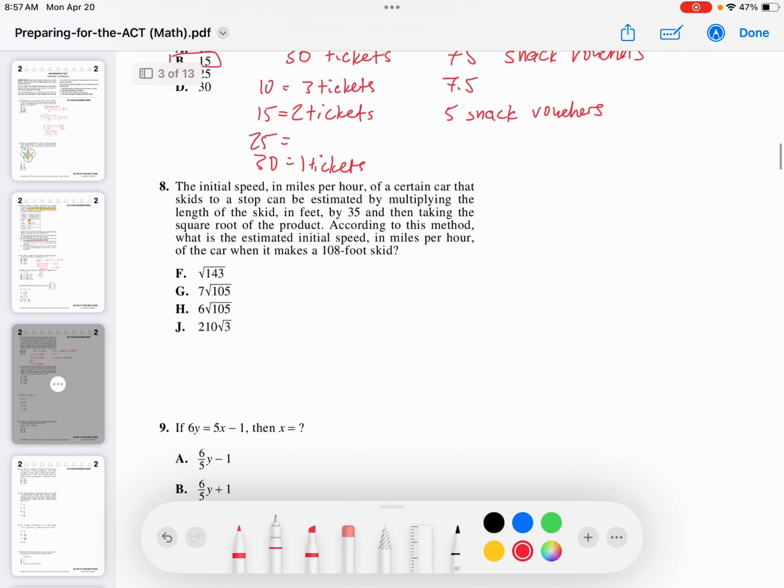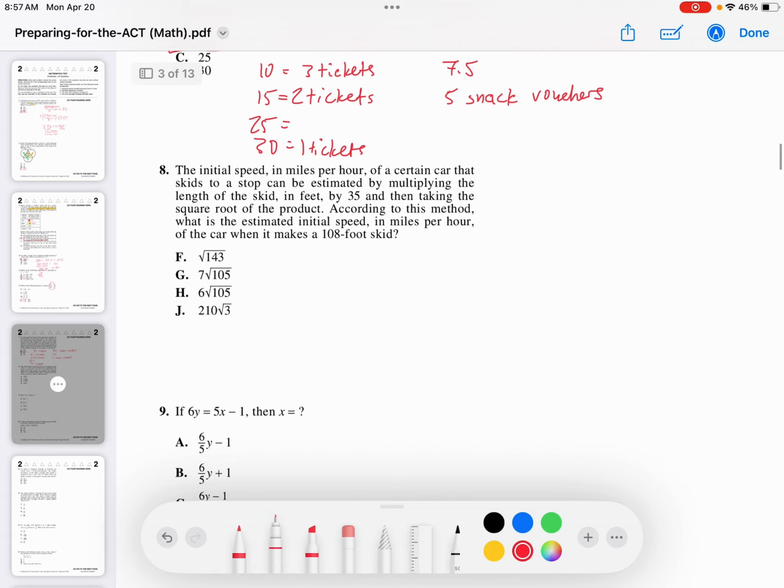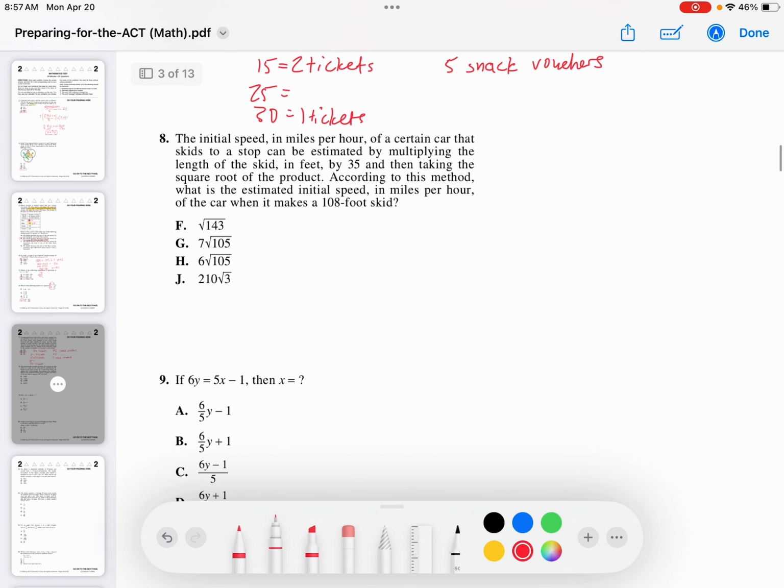Okay. Let's see. The initial speed of certain cars when a skid comes to a stop can be estimated by multiplying the length of the skid in feet by 35 and taking the square root of the product. So if I take the length and multiply it times 35, then we want the square root of that. Okay, initial speed in miles per hour when it takes a 108-foot skid. So I would take the square root of 35 times 108.